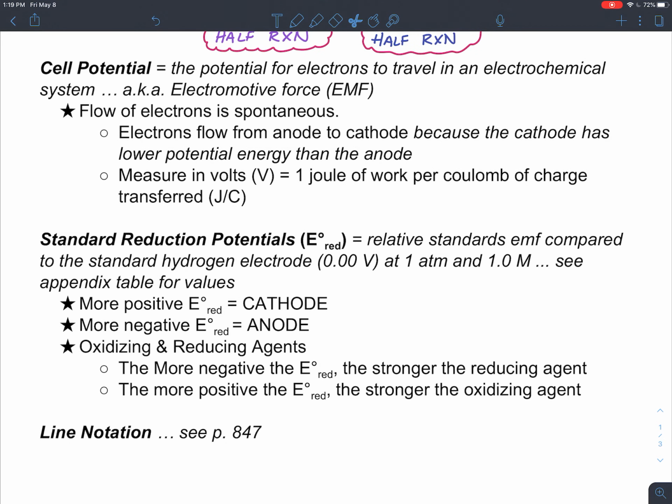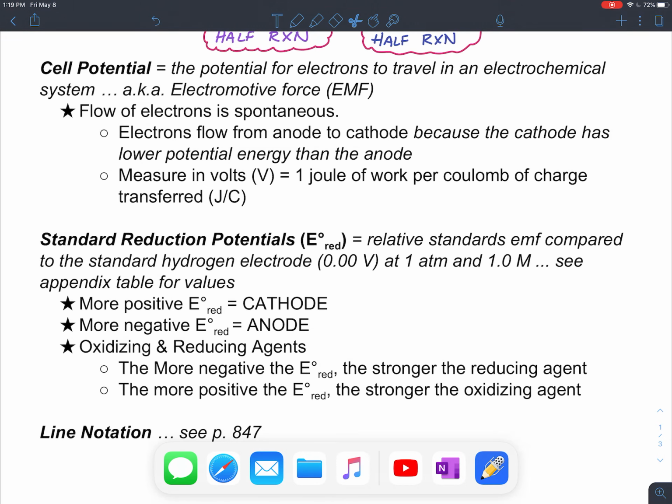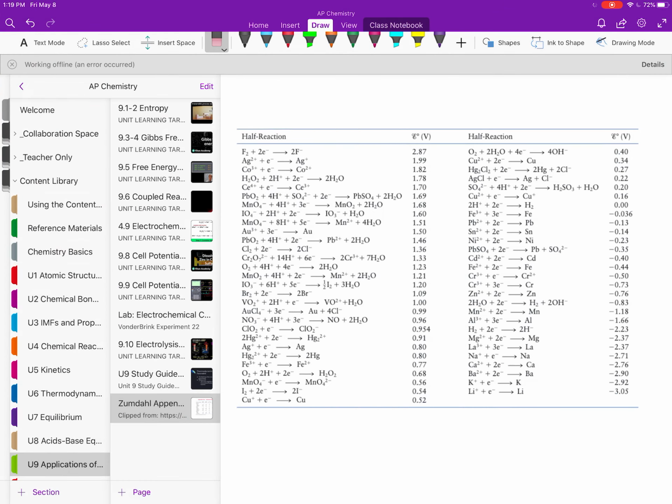And so we have these standard reduction potentials, and they are compared to the standard hydrogen electrode at 1 atmosphere of pressure and 1 molar of solution. And so we have a table for this, and I'm going to just switch you over to the table really quickly. It's in the back of the book, and it's also in OneNote. And so here we see the standard reduction potentials. Now you need to know that this is for the reduction of each one of these things. And so you'll see that the electrons are actually on the left-hand side, because if they're going to gain electrons, they're going to be reduced.